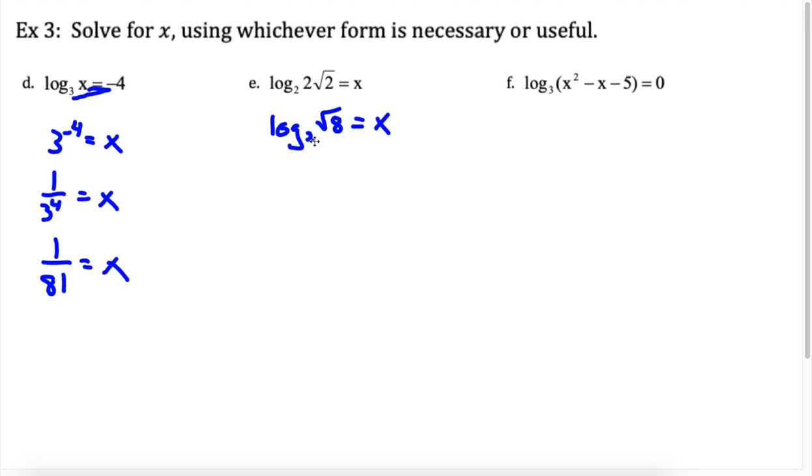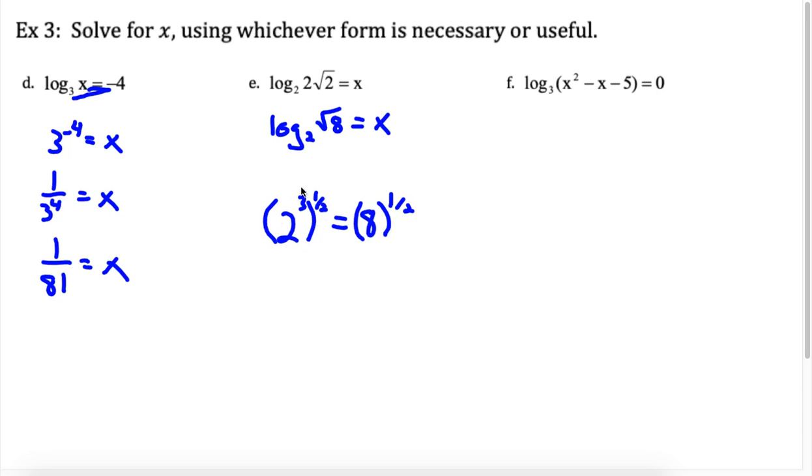Well, I know 2 to the third power equals 8. So let me think about that here. 2 to the third power equals 8. But I want the square root of 8, right? That is the same as the 1/2 power. I want 8 to the 1/2 power. So from this equation, I can actually raise both sides to the 1/2 power. That would get me to the square root of 8.